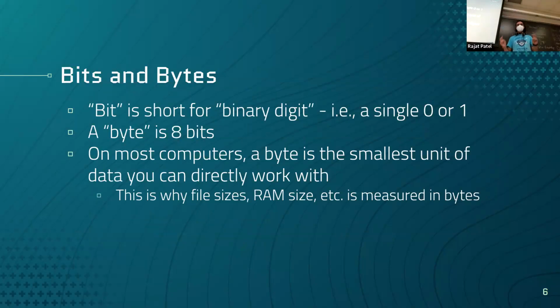So the term bit is short for binary digit, which just means a single 0 or 1, and a byte is 8 bits. On most computers, a byte is the smallest unit of memory that you're allowed to directly work with. This is why file sizes, RAM size, and all that kind of stuff is usually measured in bytes.